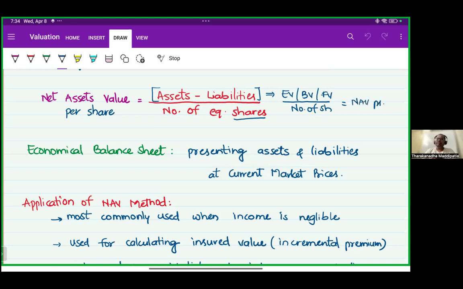So what is a formula for net assets value per share? Net assets value per share is equals to assets minus liabilities divided by number of shares.